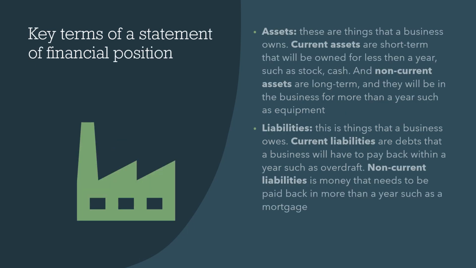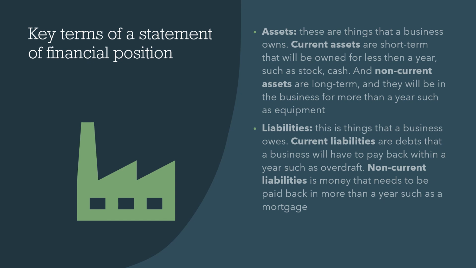So the key terms in a statement of financial position start with assets. Now these are things that a business owns. Current assets are short-term, owned for less than a year, such as stock and cash. And a non-current asset is long-term and will be in the business for more than a year, such as equipment.